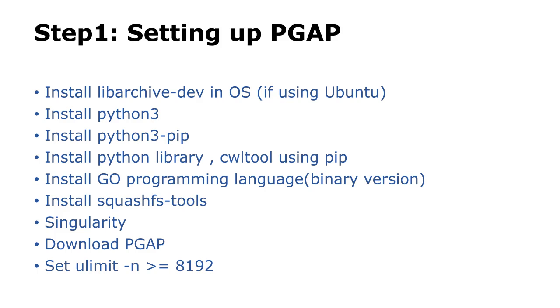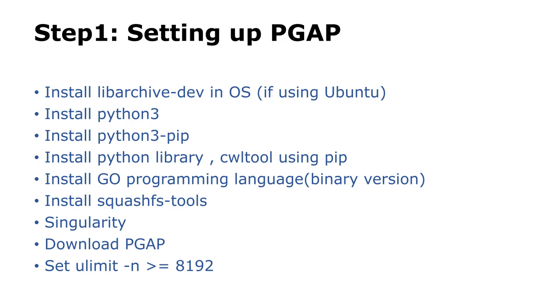Then you should also have the Go programming language installed. There's a binary version available that you can download and set up quickly. And then you should also have this tool installed. It's very important you have it installed as well. You should also have Singularity, which I've talked about. And then once you are done, you download PGAP as well.